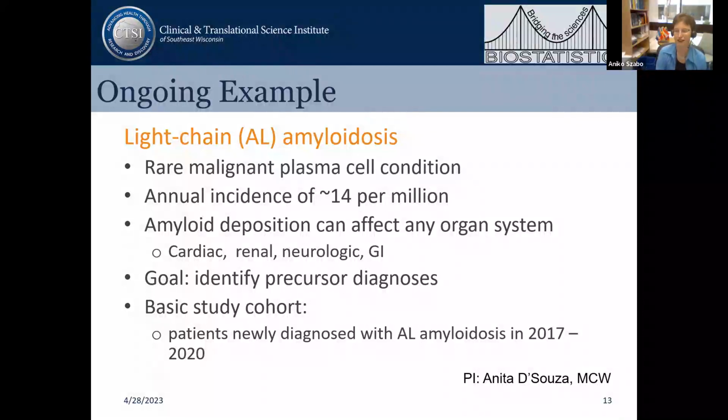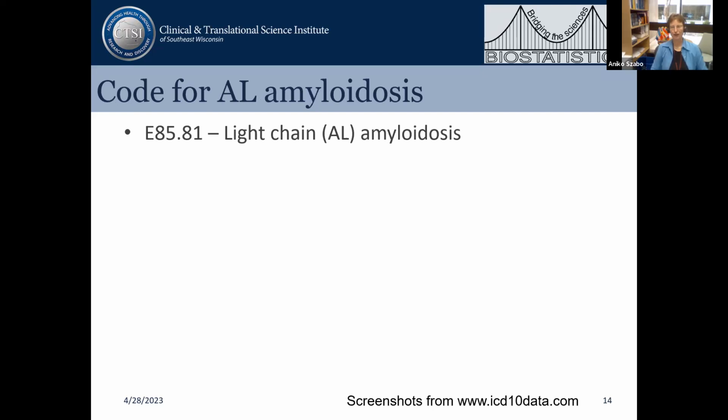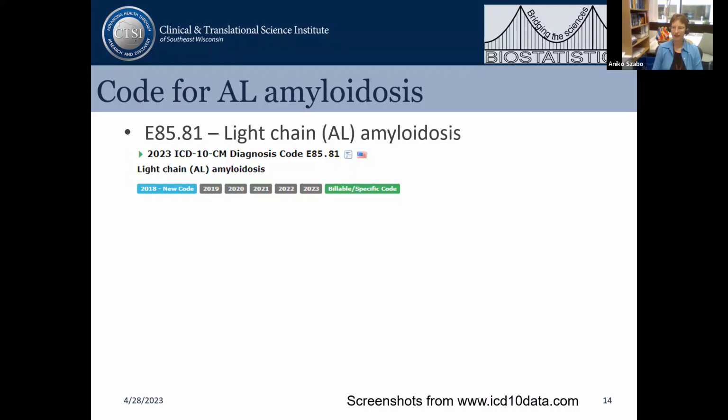So step one, we need to find the code for AL amyloidosis, right? If you search for that, there's a very clear and correct answer. It's E85.A1. There is a specific code in ICD-10 for it, and it is correct. But if you look it up in more detail, I like to use this ICD-10 data website. There are many data websites for ICD-10 codes, but I think this one shows very useful information.